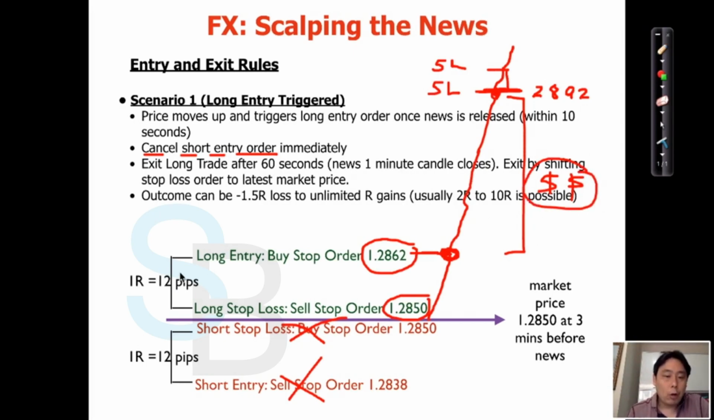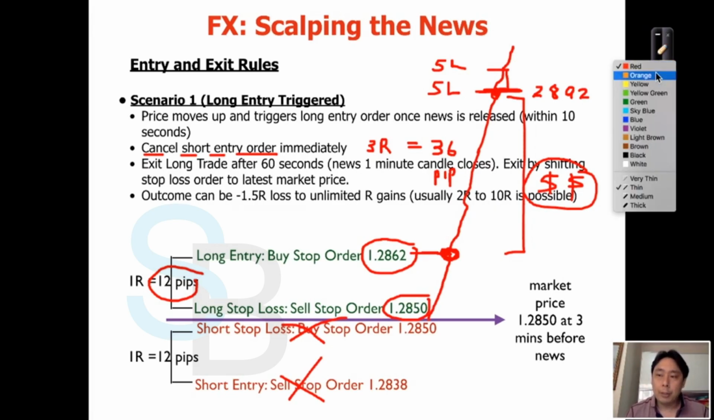Recall that I'm risking 12 pips. That's my risk. So if the price moves up by, say, 36 pips, what profits have I made in terms of my R multiple? Well, I made 3R in profits, because I risked 12 pips to make 36 pips. So I'm risking 1 to make 3. Does this make sense? Now, of course, that's the best case scenario.